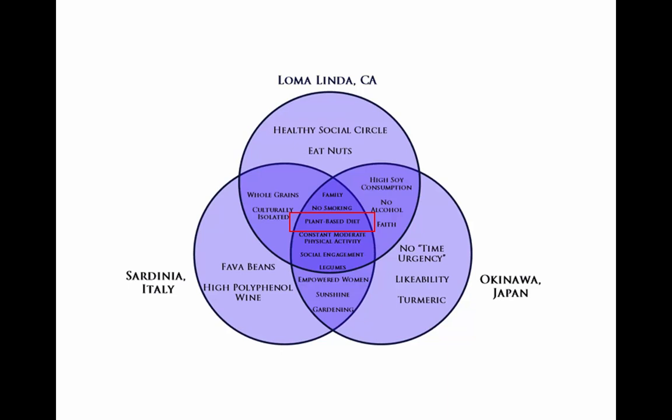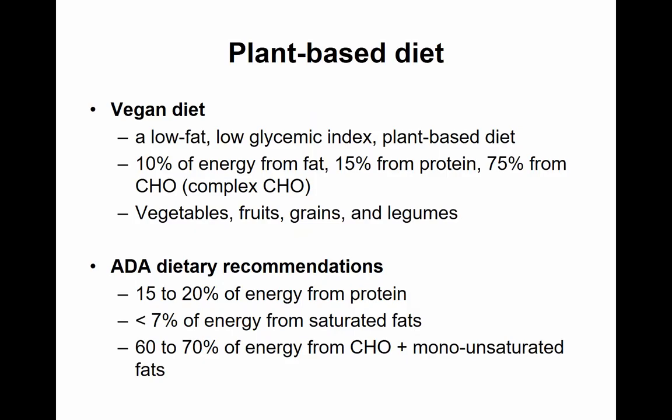And something related to diet, most interesting is that they usually eat a plant-based diet. So plant-based diet may be, or at least is one of the contributors to, their longevity. A plant-based diet is basically a diet that is low in fat, low glycemic index, and plant-based, usually vegetables, fruits, grains, and legumes, right?